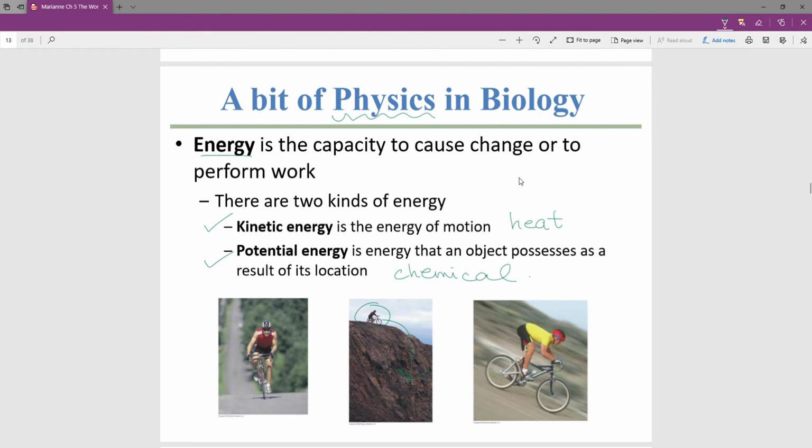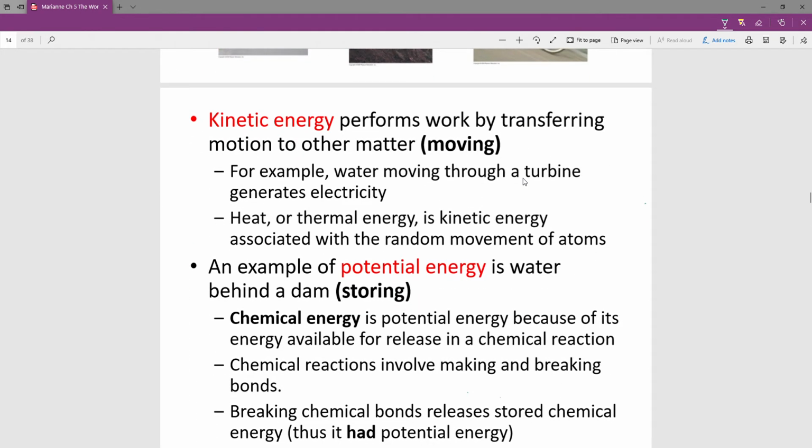And so we're pretty lucky to live on a river in this area, or at the very least live near hydroelectric dams. And so hydroelectric dams illustrate both of these kinds of energy. So kinetic energy, or that movement, is where water is moving through a turbine to create energy. And this is an example of kinetic energy because there's motion, right? It's moving. Heat or thermal energy is kinetic energy if we move down to the molecular level.